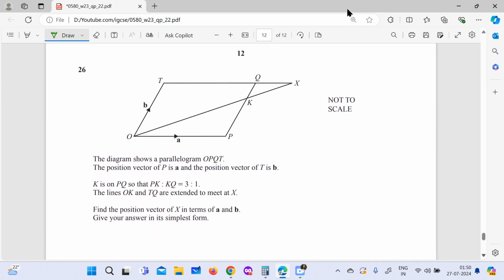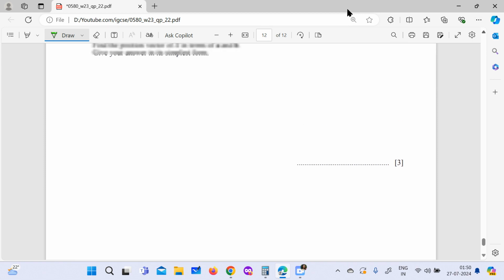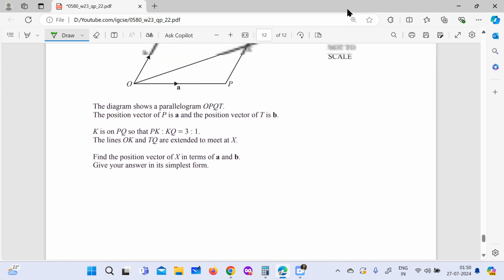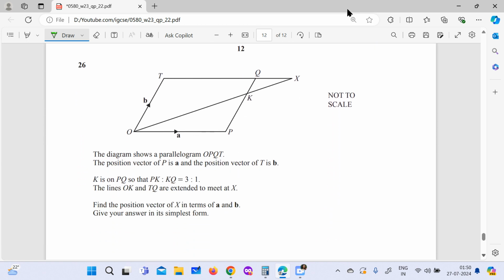Okay, so I guess this is the last question you have. Vectors. Yeah, this is going to be lengthy.